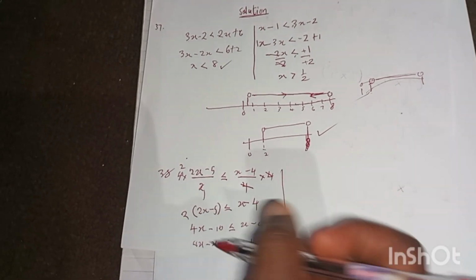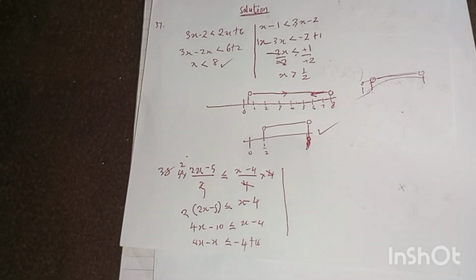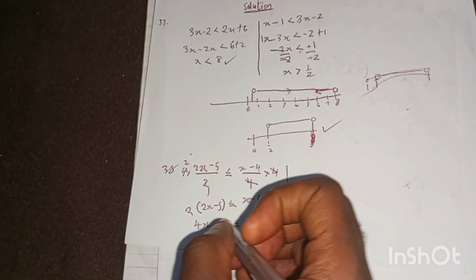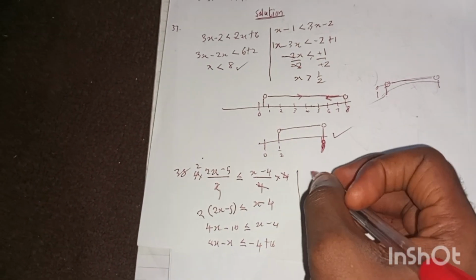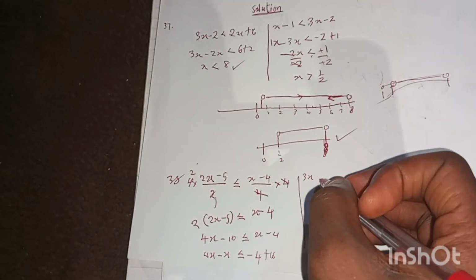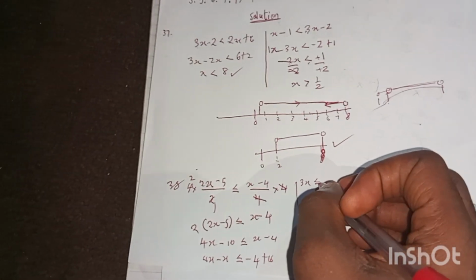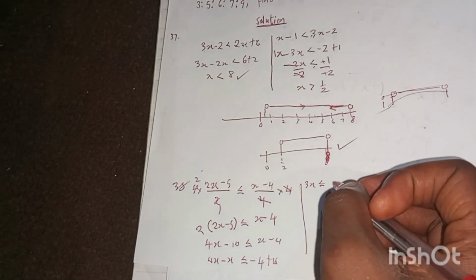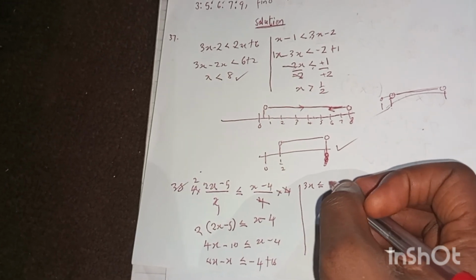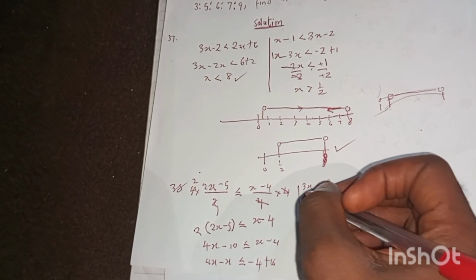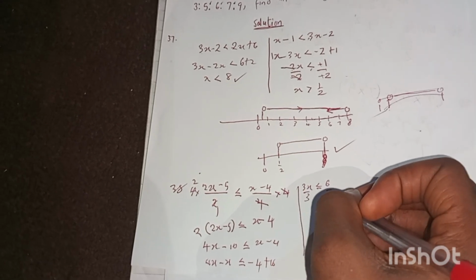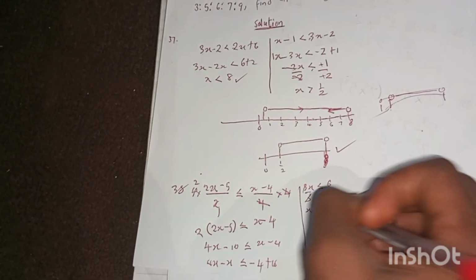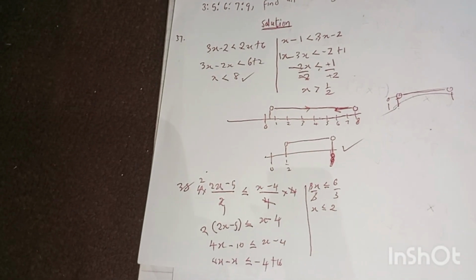So 4x minus x, that's 4x minus 1x, that's going to be 3x, less than or equal to, of course, 10 minus 4 is 6. So divide both sides by 3. So x cancels x, we have x less than or equal to 2. So that's going to be the answer.